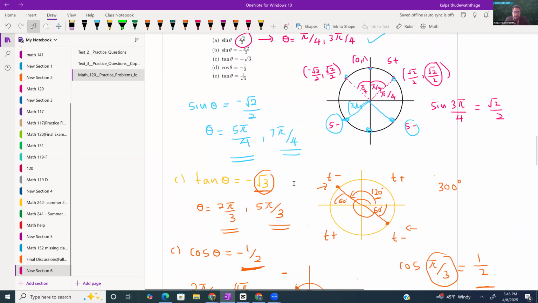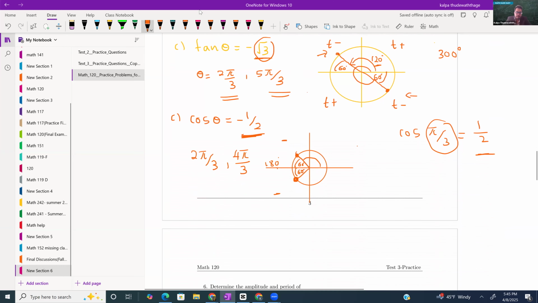How about tan theta equals 1 over root 3? Tan theta is 1 over root 3. I know tan is positive in the first and third quadrants, so I can draw it really quick. So tan 30 is 1 over root 3. I'm sorry, it's not root 3, it's 1 over root 3. Okay. So theta is equal to 30. I can write pi over 6.